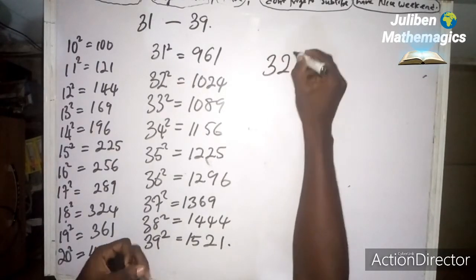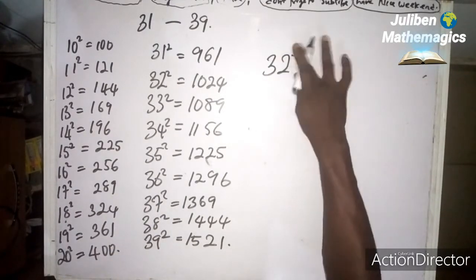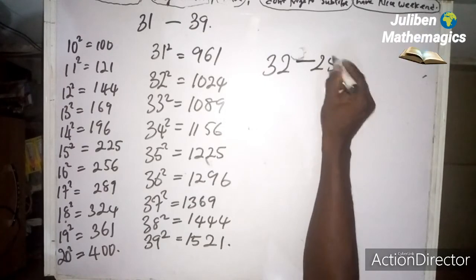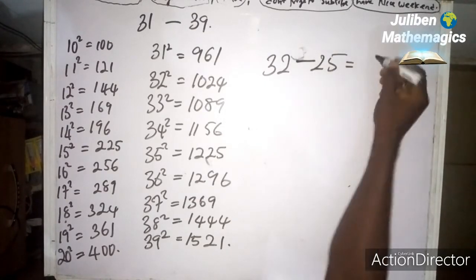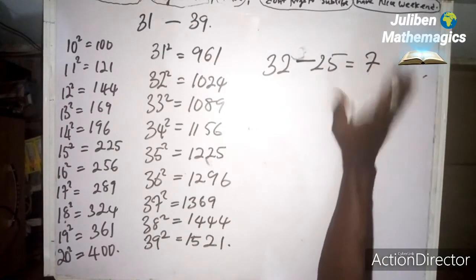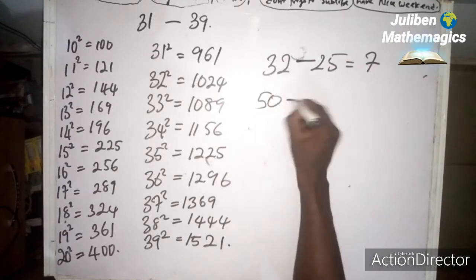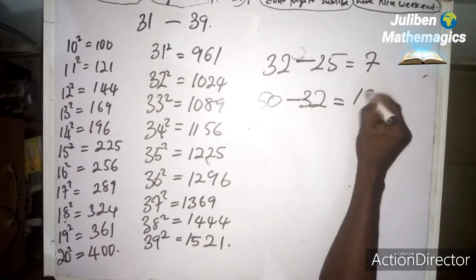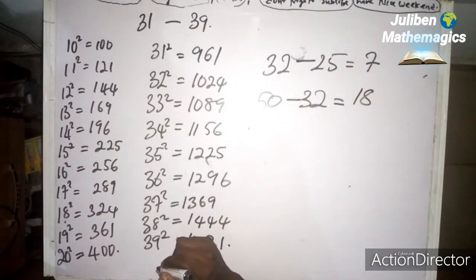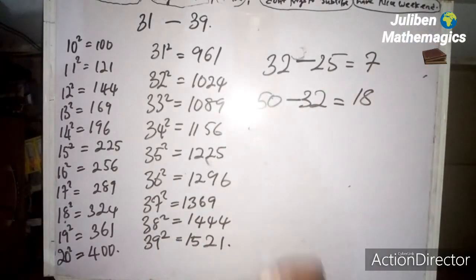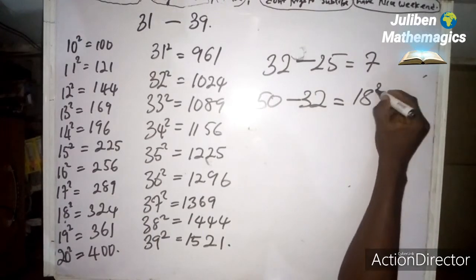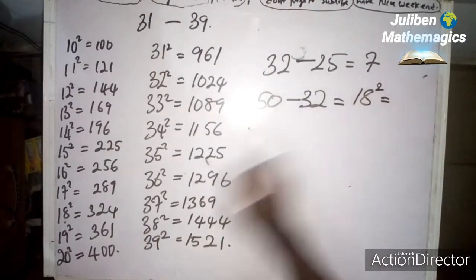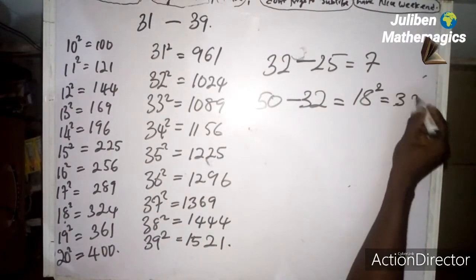32, square it. Now the first thing you do is subtract 25 from 32. And of course, if you are subtracting 25 from 32, you get 7. Keep it. Now subtract 50 from the same 32. And of course, 50 minus 32 will give you 18. Am I correct? Beautiful. Now, if that be the case, square it. And of course, if you square 18, we have it here already. That will give you 324.